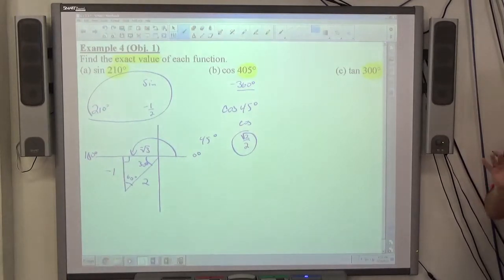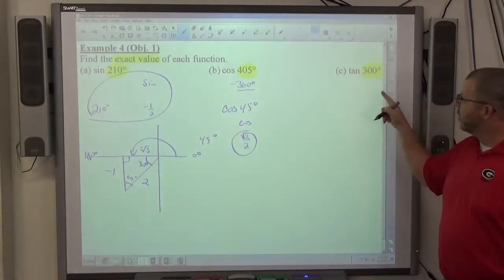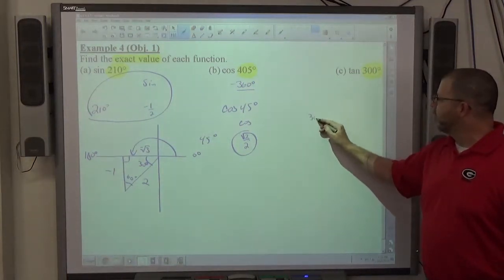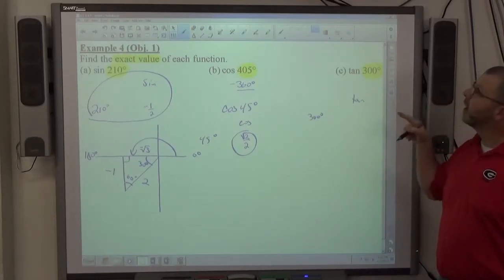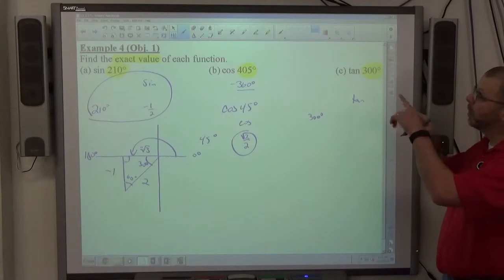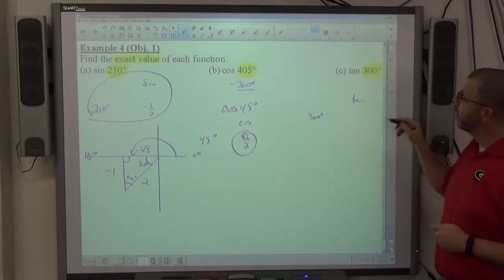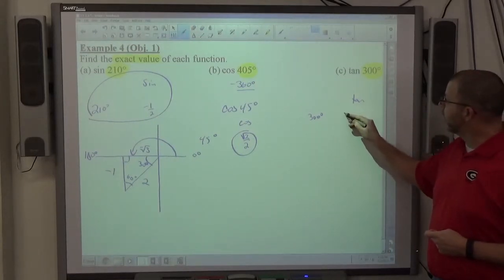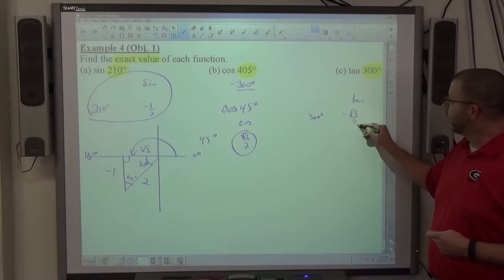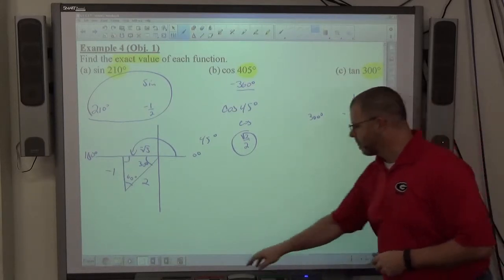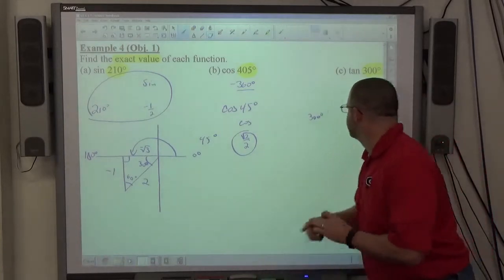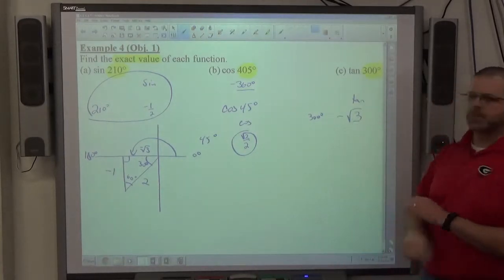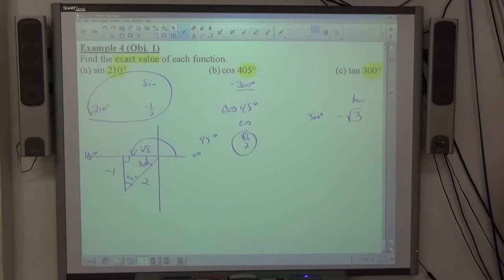Fractions, radicals. Tangent of 300, we go find 300 on our sheet. We scroll over to the tangent column and we look down that. Let's see, tangent of 300 would be there. Sine over cos. Negative square root of 3 over 3 would be the right answer to that one. That's not right. Negative square root of 3. All right. So that's it.